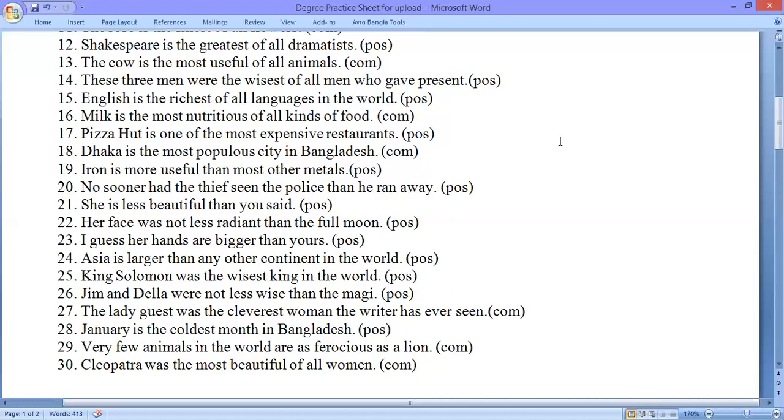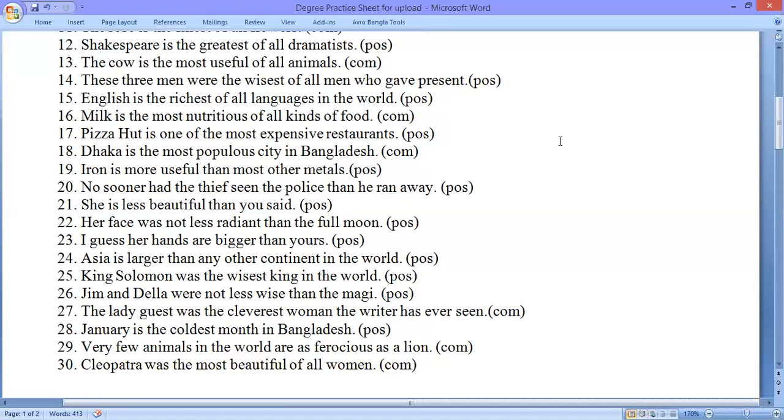This is question number 29. The question is, very few animals in the world are as ferocious as a lion. We shall have to make this comparative. So we can see that it has come from the second rule of degrees. So if you want to make this comparative, we shall write like this: a lion is more ferocious than most other animals in the world. I'm repeating, a lion is more ferocious than most other animals in the world. I think you have understood this.